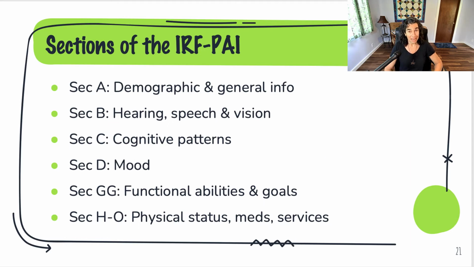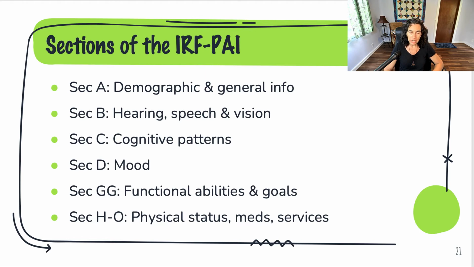There's many sections in the IRF-PAI, and so I'm going to divide that into the general sections and then the sections that are particularly important for OT to concern ourselves with. So Section A, demographic and general info. Boom, right? Section B is about hearing, speech, and vision. We're interested, but it's not our section. Section C is cognitive patterns. Again, we're interested. Section D is about mood.